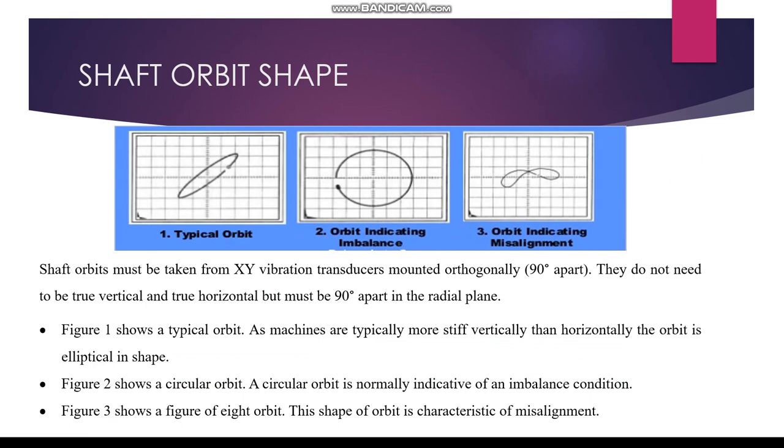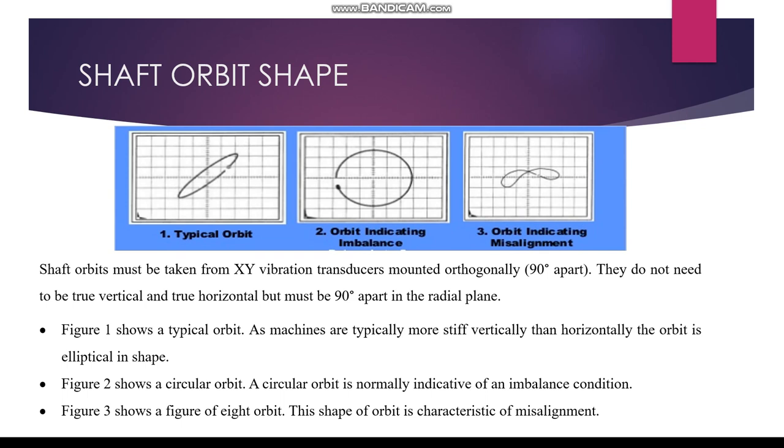Shaft orbit shape. This is the figure of the orbit. Shaft orbit must be taken from XY vibration transducers mounted orthogonally 90° apart. They do not need to be true vertical and true horizontal, but must be 90° apart in the radial plane.